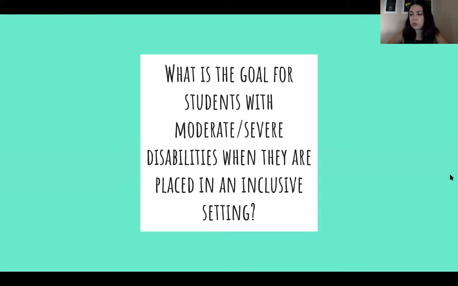So I felt that it was important to identify some main points for my paras to take away. And I felt that it was important to focus it on this question: what is the goal for students with moderate to severe disabilities when they are placed in an inclusive setting? I think a lot of times we throw our paras out into gen ed to support our students, and they don't really understand what the goal is. They don't have the adequate training as we do to really understand what the goal is for our students. So that's where this training comes in.